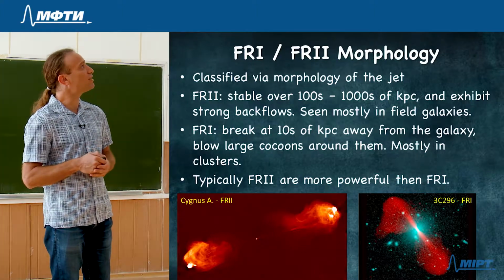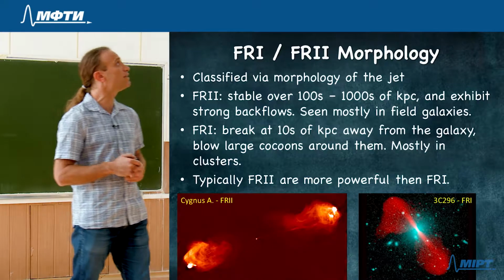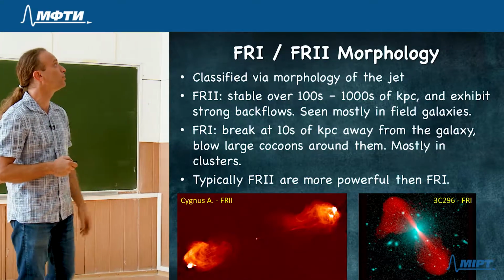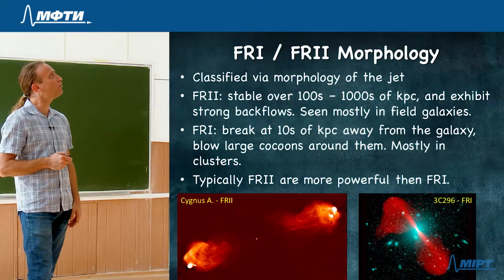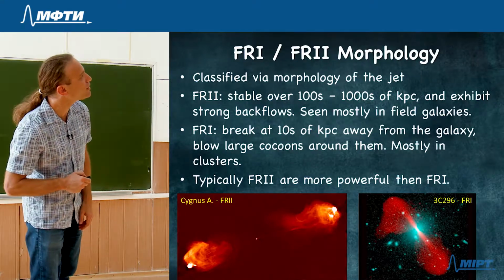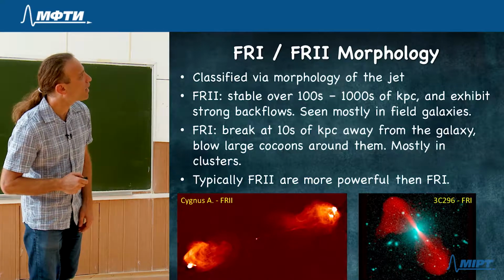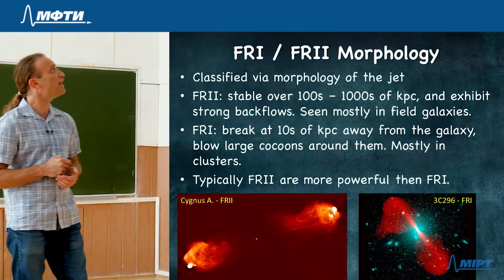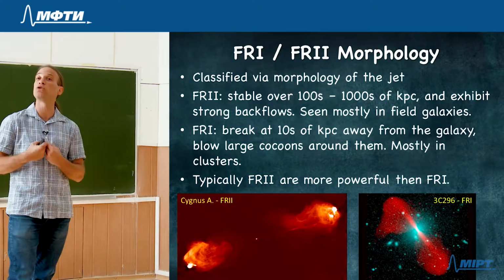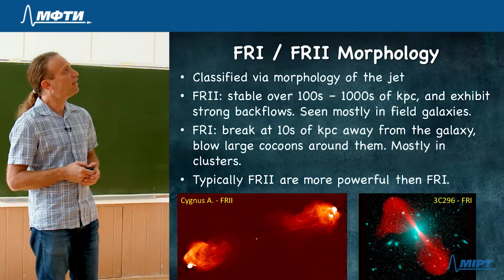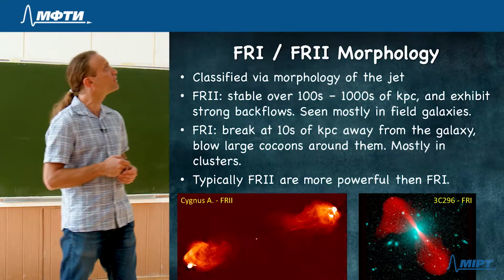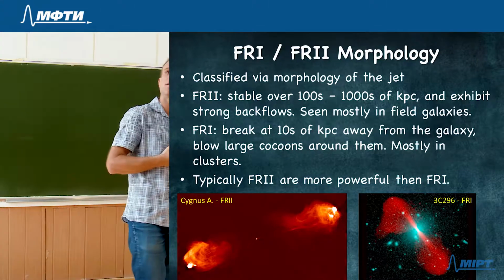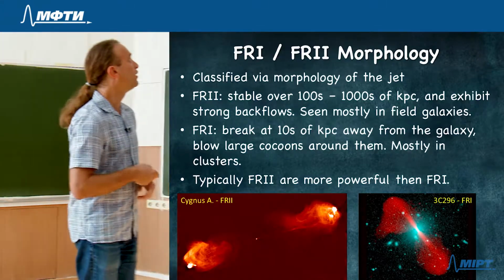Okay, the classification is through the morphology of the jet. We will get to that later in the talk, so that's why it's important to me to present it here. FR2 jets, which you can hardly see here, but here you have a jet coming out. These are very long, very narrow, very straight jets. They are stable over hundreds of kiloparsec to megaparsec scales. Okay? They exhibit strong backflows, and they're seen mostly in field galaxies, galaxies that are outside of galaxy clusters.